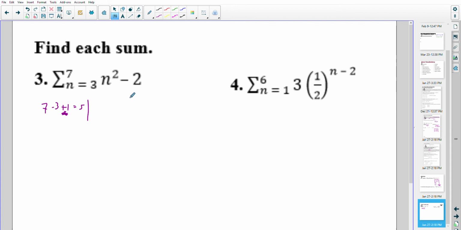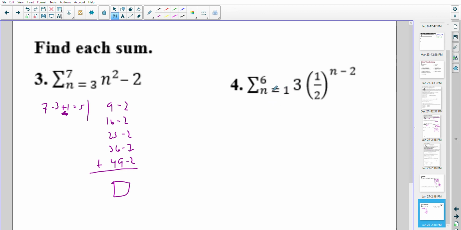Anyway, you would start with 3, so it would be 9 minus 2, then 4, 5, 6, and 7. And then you would add up all of those and get your answer. That would be the sum of this, the partial sum.